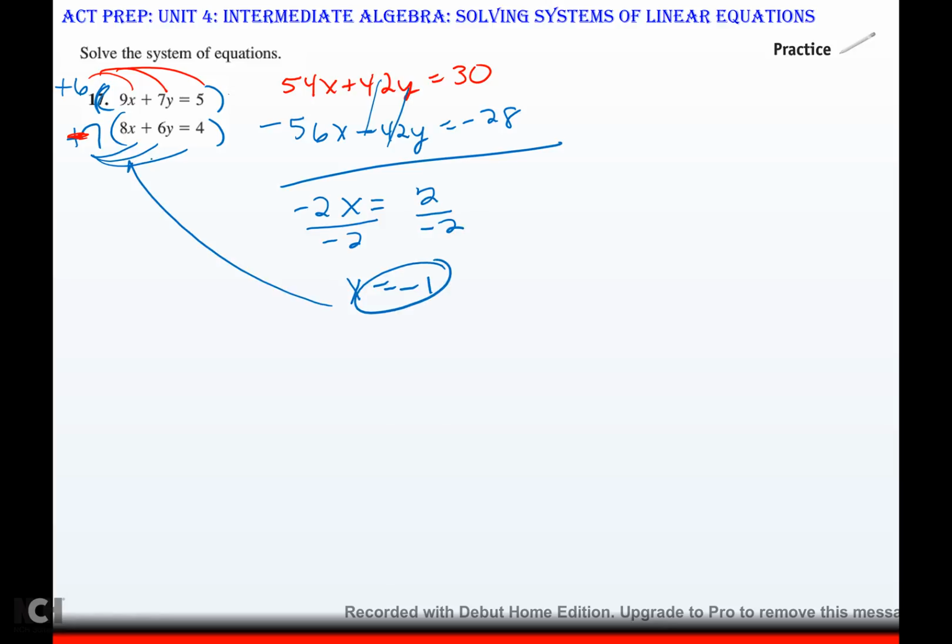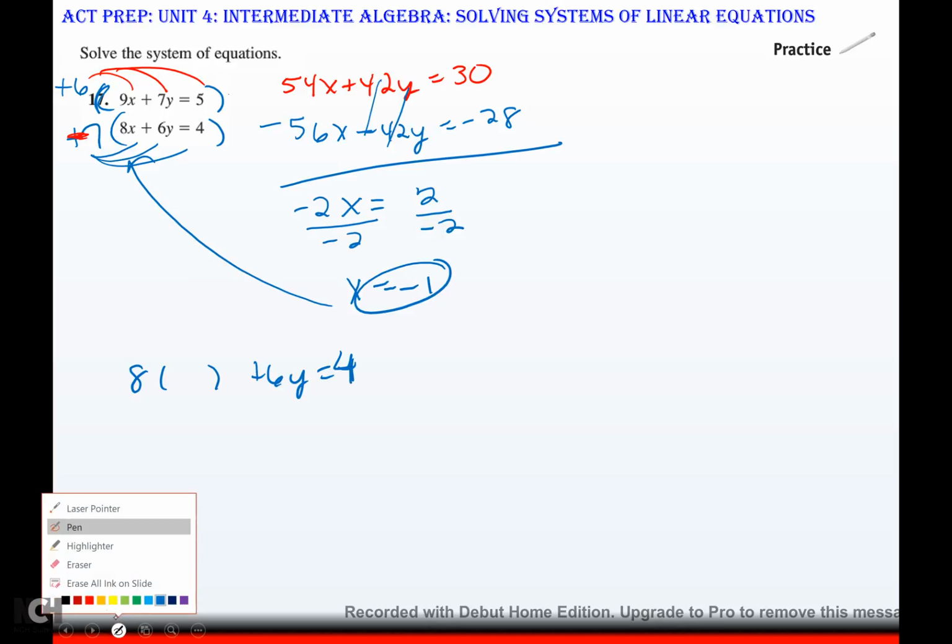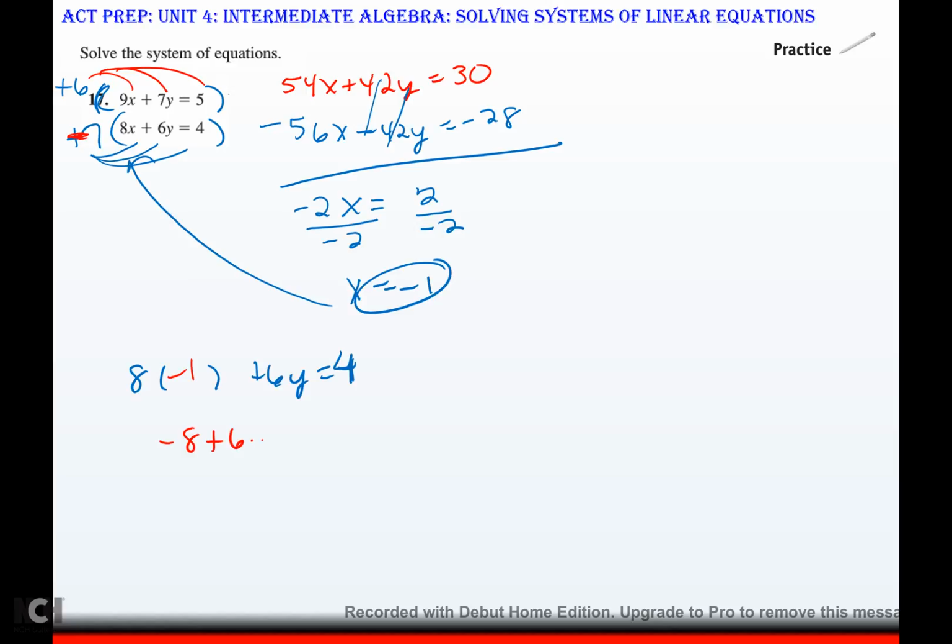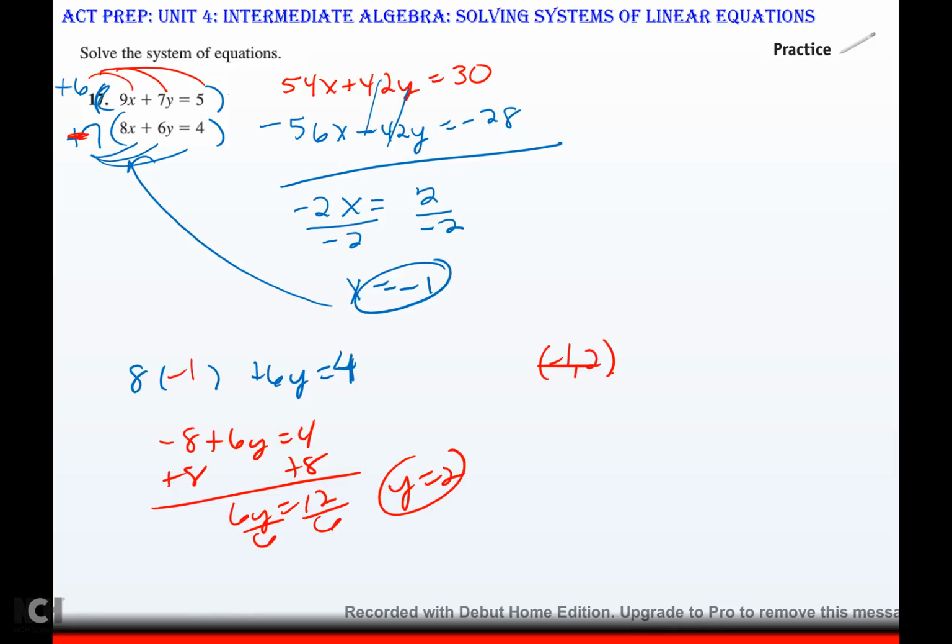To get y, substitute. So I have 8x plus 6y equals 4. And I plug in -1 and simplify it. I have -8 plus 6y equals 4. Plus 8, 6y equals 12. Divide by 6, y equals 2. And my solution is -1, 2.